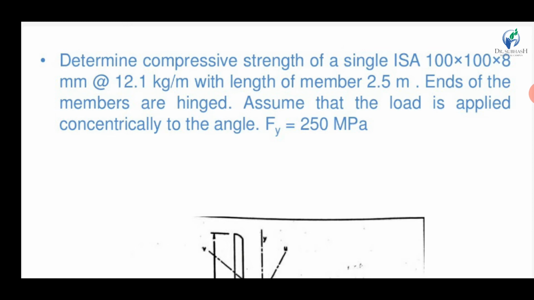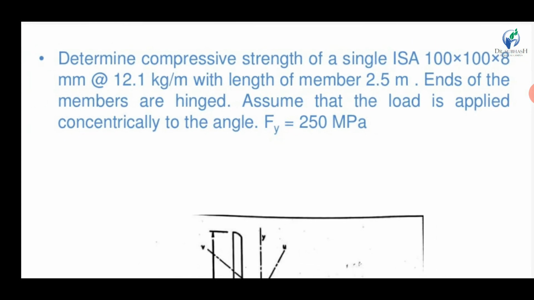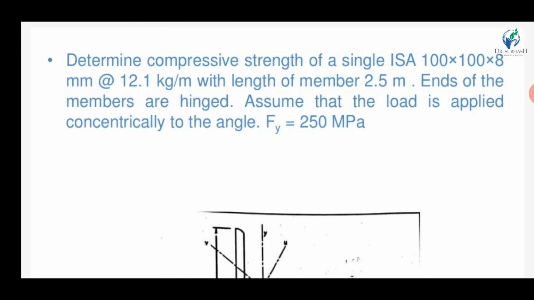Here two more things you have to find out. The first one is the end condition of the member. Here both ends are hinged. So from the end condition we can find the effective length and slenderness ratio. The second thing given to you is: assume that the load is applied concentrically. It means it is a concentrically loaded strut.